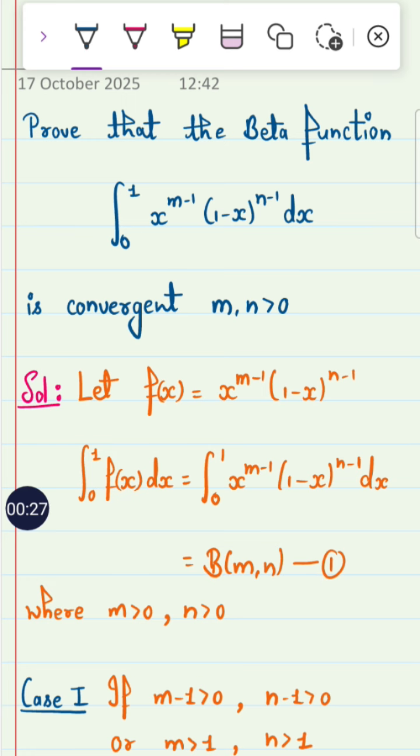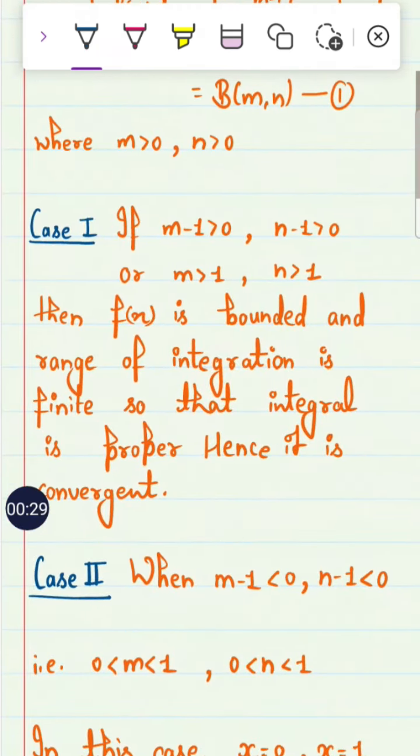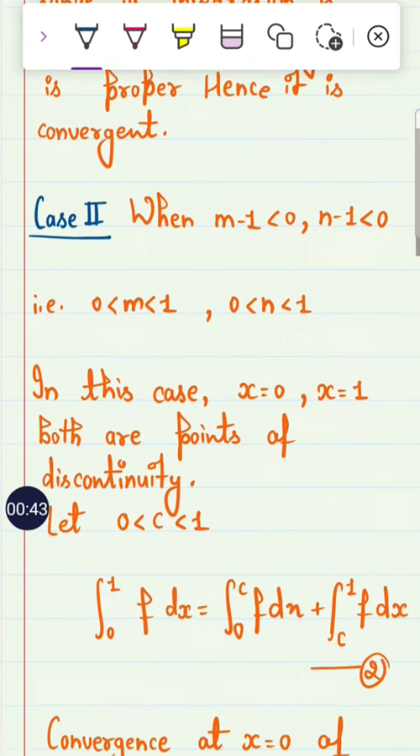Now let me define case first. Case first is that if m minus 1 is greater than or equal to 0 and n minus 1 is greater than or equal to 0, then f(x) is bounded and the range of integration is finite. So the integral is proper. Hence it is convergent.